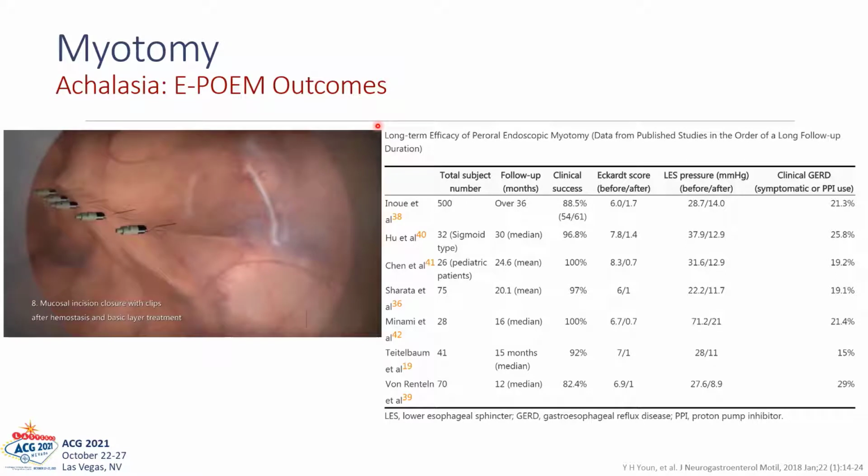This is a table from a review looking at long-term outcomes from POEM, and you can see there's a relatively good number of patients here with follow-up ranging from 12 to 36 months. Clinical success is typically in the 90s to 100% here, with one a little lower. Eckardt scores tend to improve below 3 across the board. LES pressures also improve rather considerably. And the one thing to watch out for here is GERD, which clinical GERD seems to appear in the high teens to low 20% range.